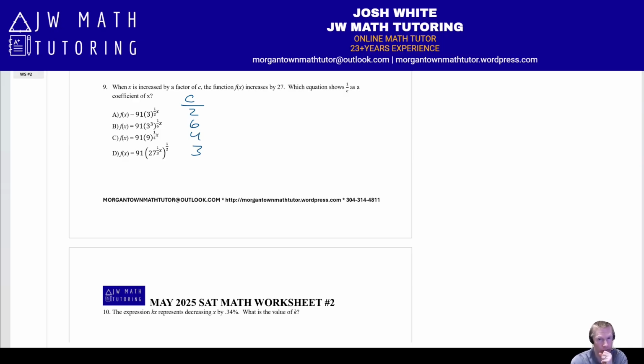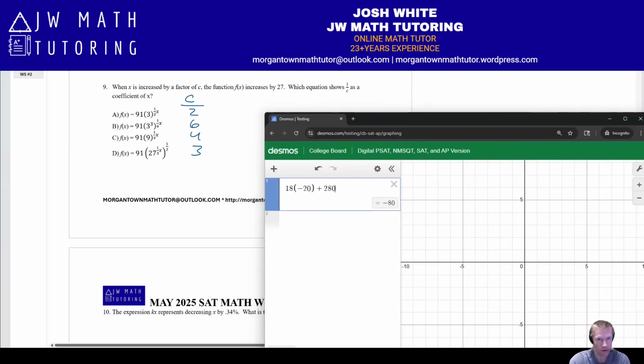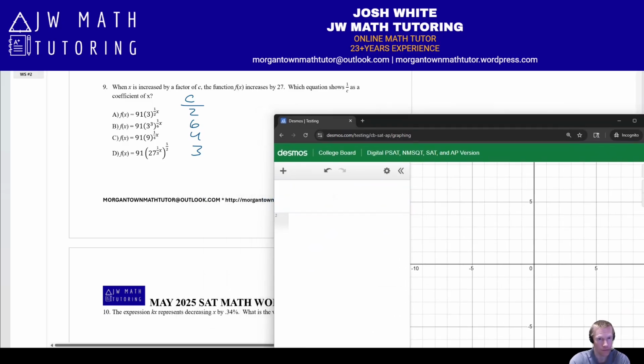So let's just go to Desmos and see, okay, if we increase the function by those values, does the answer increase basically by 27? And actually, I should probably word this a little better.